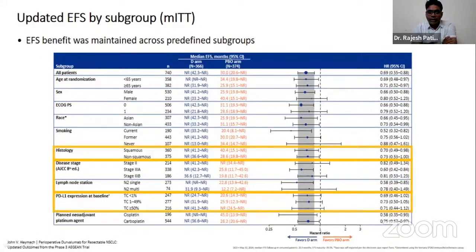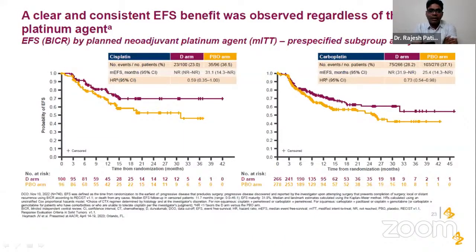If we look at event-free survival in all subgroups, in most of the subgroups there was benefit of perioperative durvalumab, whether patients had PDL1 expression less than 1%, 1 to 49%, or more than 50%. So in all subgroups, there was benefit of perioperative immunotherapy. There was a clear and consistent EFS benefit observed regardless of the planned platinum agent. The benefit was there in both the cisplatin group and the carboplatin group.